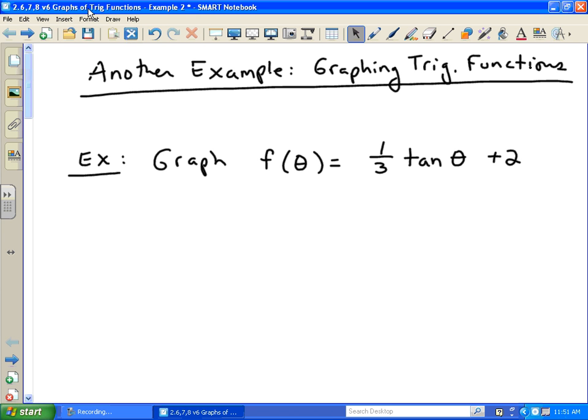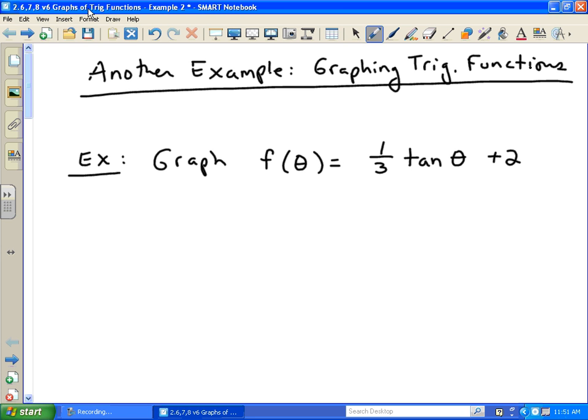Alright, here's another example of graphing trig functions. In this case it says I want to graph 1/3 tangent of theta plus 2. There are certain problems like this one that you don't have to do a considerable amount of work, but you do want to make a few notes to begin with.